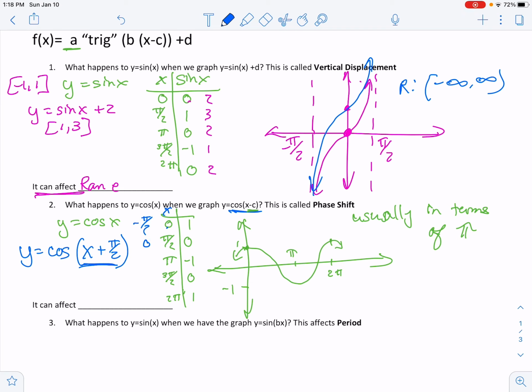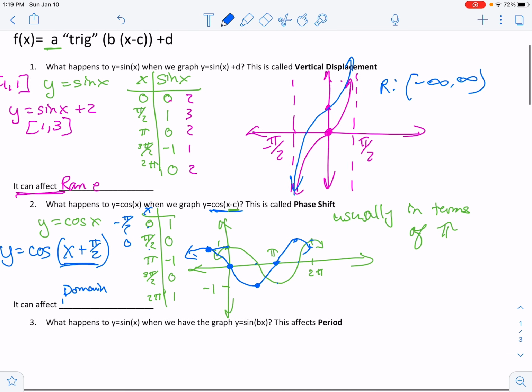This would be 0, because if I plug in 0, then I get to that. So basically what's happening is I'm moving everything over a half a pi. Okay, so this point came over here to here to here, and the whole thing shifted. That's why it's called a phase shift. We shifted it. Did it change the domain and range? No. Not on the cosine graph, and it won't change it on the sine graph either.